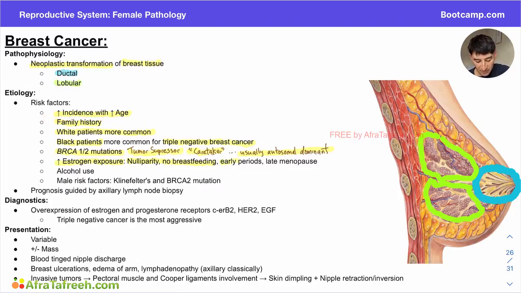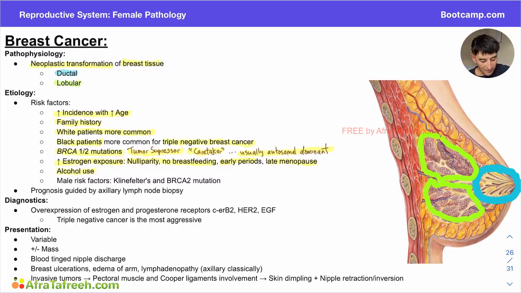Additionally, having early periods or late menopause are risk factors, because if you start menstruating early, your estrogen burden goes up much earlier in life, and if you menstruate later on in your life, your estrogen burden is continuing later than other women who may have stopped menstruating earlier. Lastly, let's talk about alcohol use. This is going to be a risk factor for a lot of cancers, and breast cancer here is included.